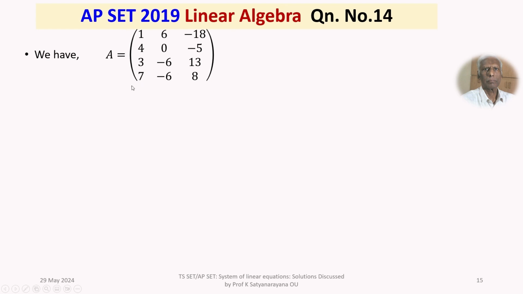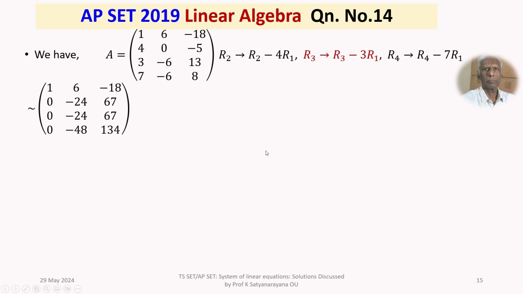This is the 4 by 3 matrix, 4 equations and 3 unknowns, and our goal is to make it echelon form. So to make this one 0, this 0, this 0, we will make R2 is R2 minus 4R1, thereby this becomes 0. R3 is R3 minus 3R1, thereby this will be 0. R4 is R4 minus 7R1, this will be 0. So let's do that. And luckily we got the first, second and third rows same, and the fourth row is 2 times the second row.